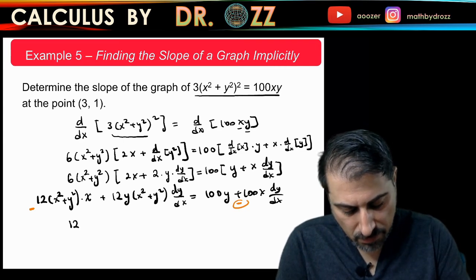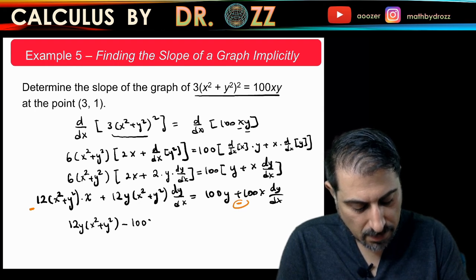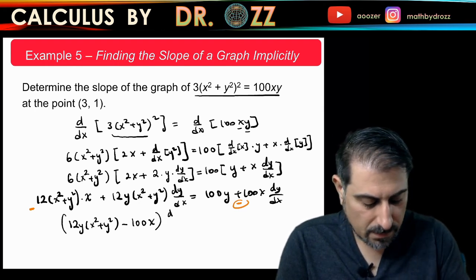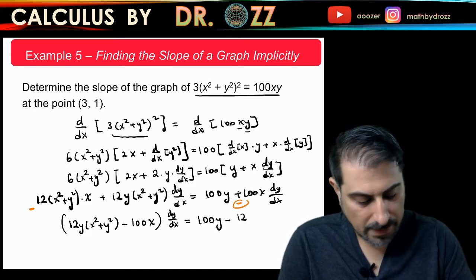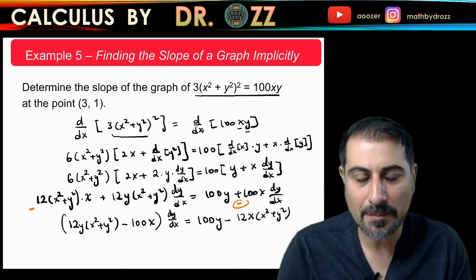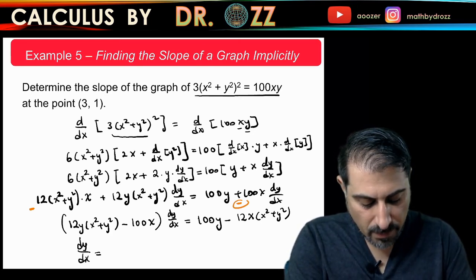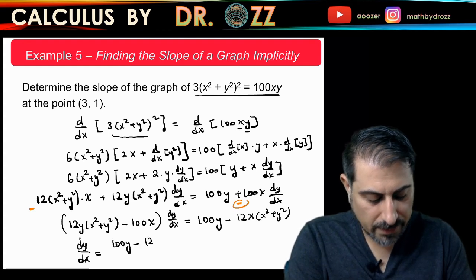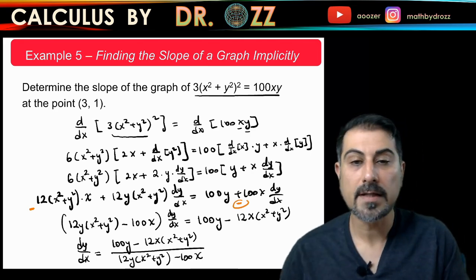So we have 12y times (x squared plus y squared) minus 100x, times dy over dx, equals 100y minus 12x times (x squared plus y squared). And as the final step, we're going to divide both sides by the coefficient of dy over dx. Here we go. So dy over dx equals 100y minus 12x times (x squared plus y squared), divided by 12y times (x squared plus y squared) minus 100x.